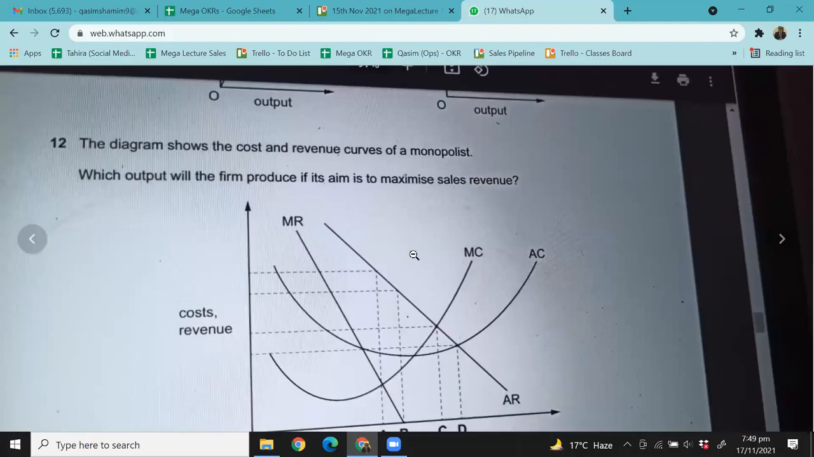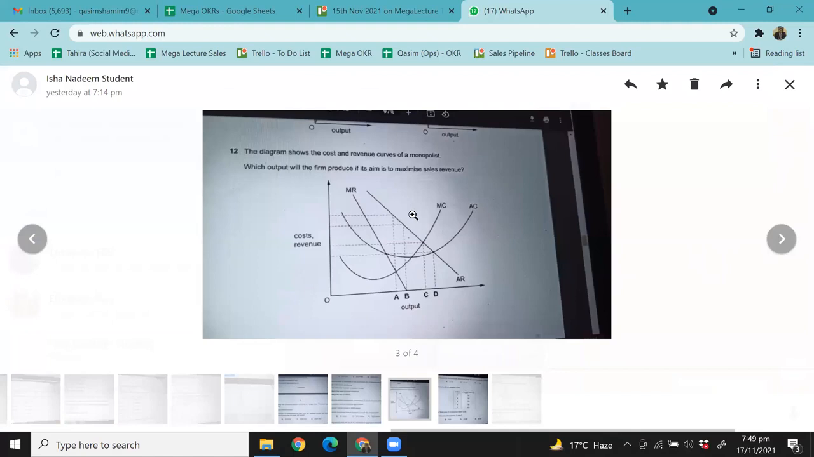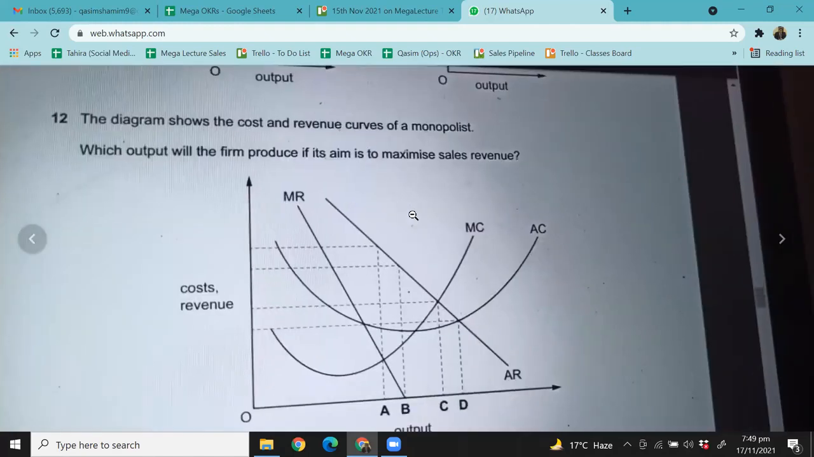Chapter 3, economics. Now, what's the question saying? The diagram shows the cost and revenue curves of a monopolist. Which output will the firm produce if its aim is to maximize sales revenue, if it wants to maximize its sales revenue?